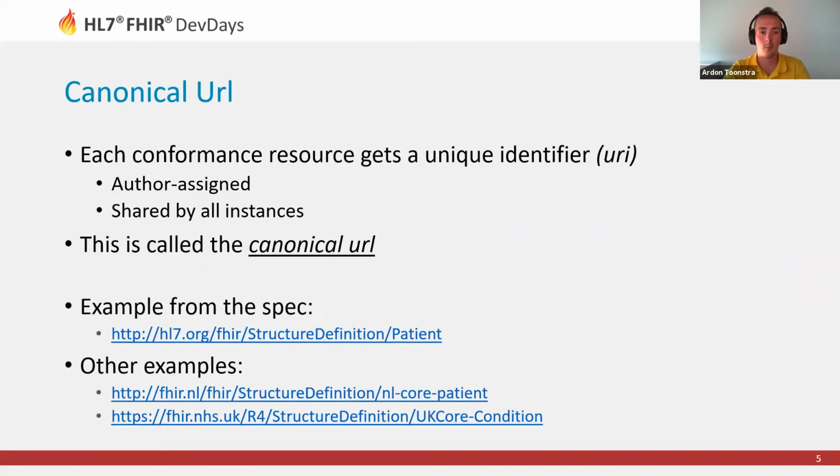If you start out creating profiles, one of the things you will definitely need to do is give your profile a unique identifier, which every profile will get. This is also called the canonical URL. On the slide, you see some examples of how the FHIR specification provides canonical URLs for its resources, but also real life examples from profiles in the wild, which act as a unique identifier for the profile.